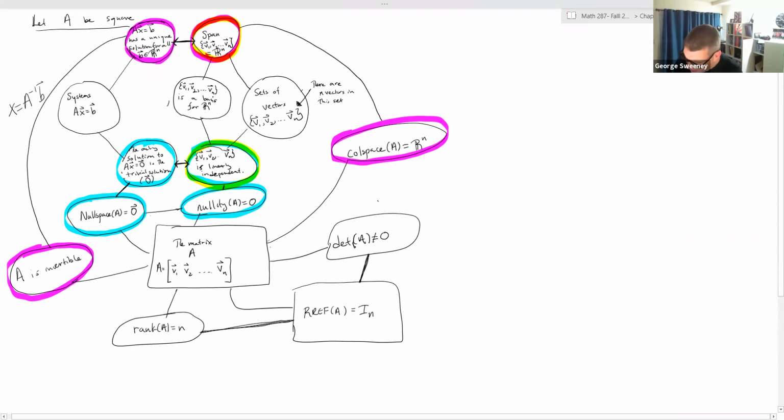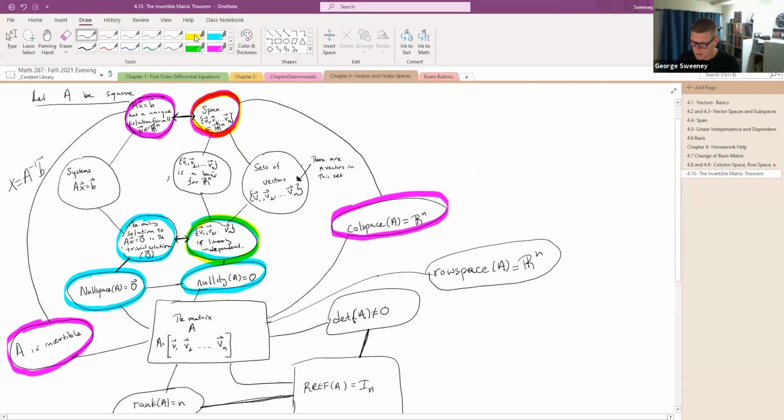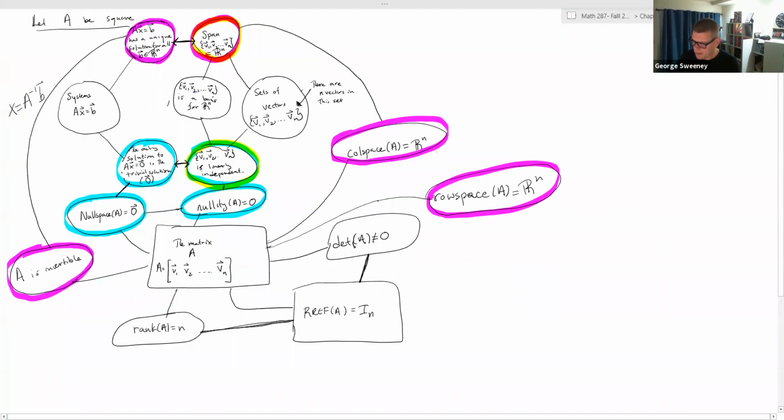And then exactly like you said, we also have the row space of A equals Rn. And that actually kind of goes along a bit with the span idea too. Not as directly as the column space one, but pretty connected. Those two are very connected.